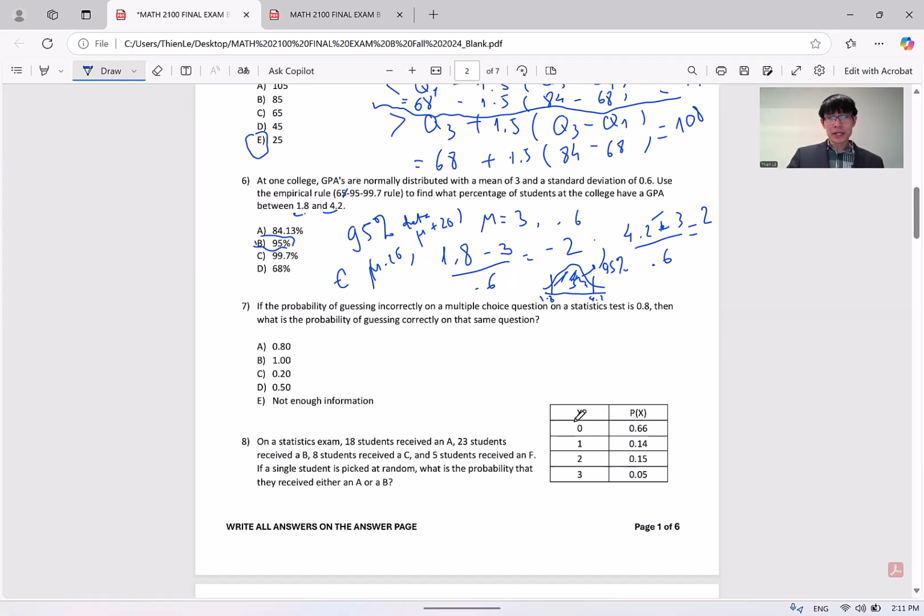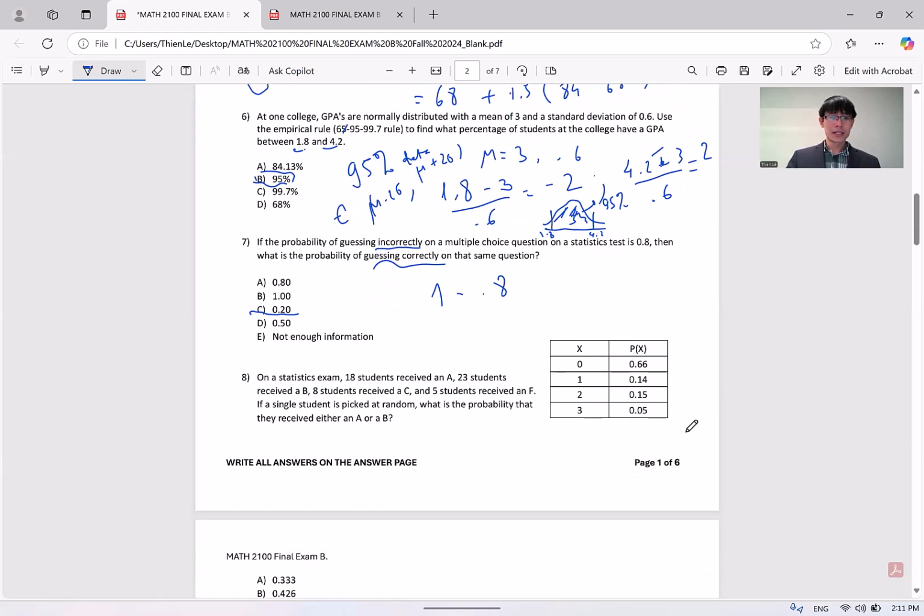What is the probability of guessing incorrectly on a multiple choice? So incorrect, okay? Yes, incorrect. On a test, if the probability of guessing an incorrect multiple choice is 0.8, what is the probability of guessing correct, right? So here it's a complement event. Incorrect guessing is 0.8, which means correct guessing will be 1 subtract 0.8, which is 0.2, right? 0.2. Complement event.